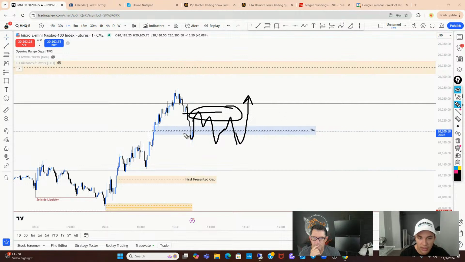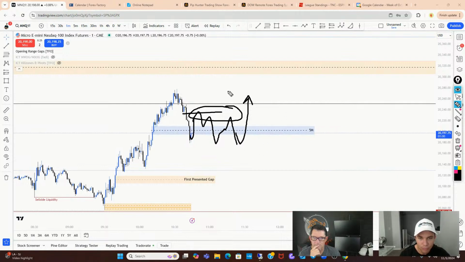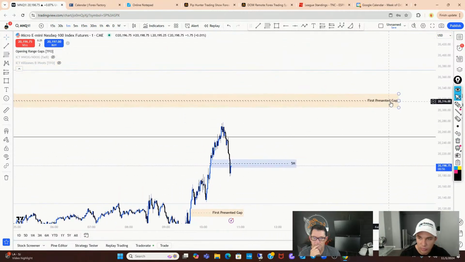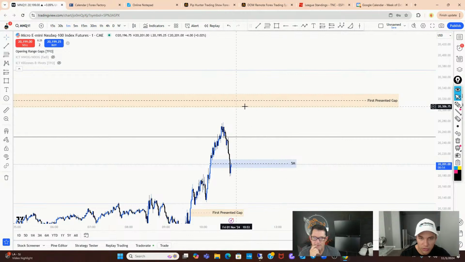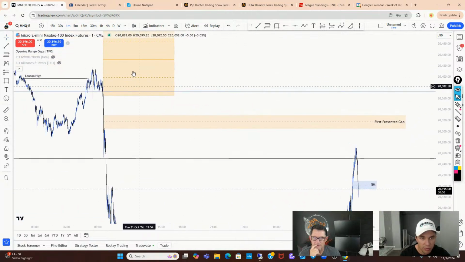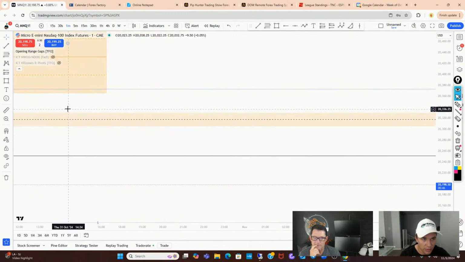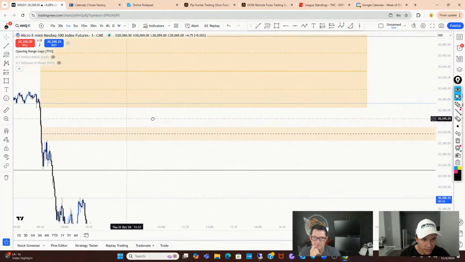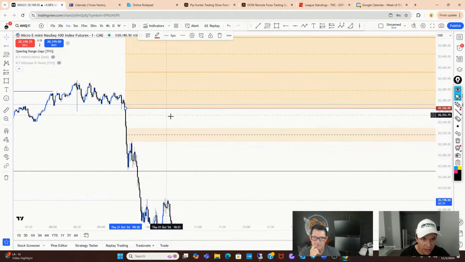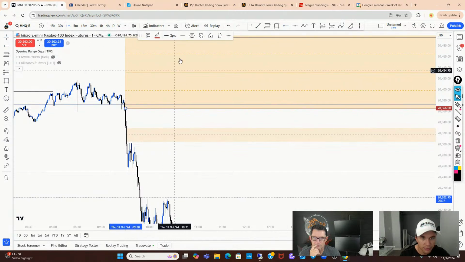So once we've had this kind of shift to the upside, then I can go ahead and target, and I would be looking for this first presented gap to be my first TP, my first partial, and I'll look for price to run back to this opening range, okay, where we have that sell side liquidity. You're at this 9:30 candle, okay, so right here would be a key area of sell side liquidity.